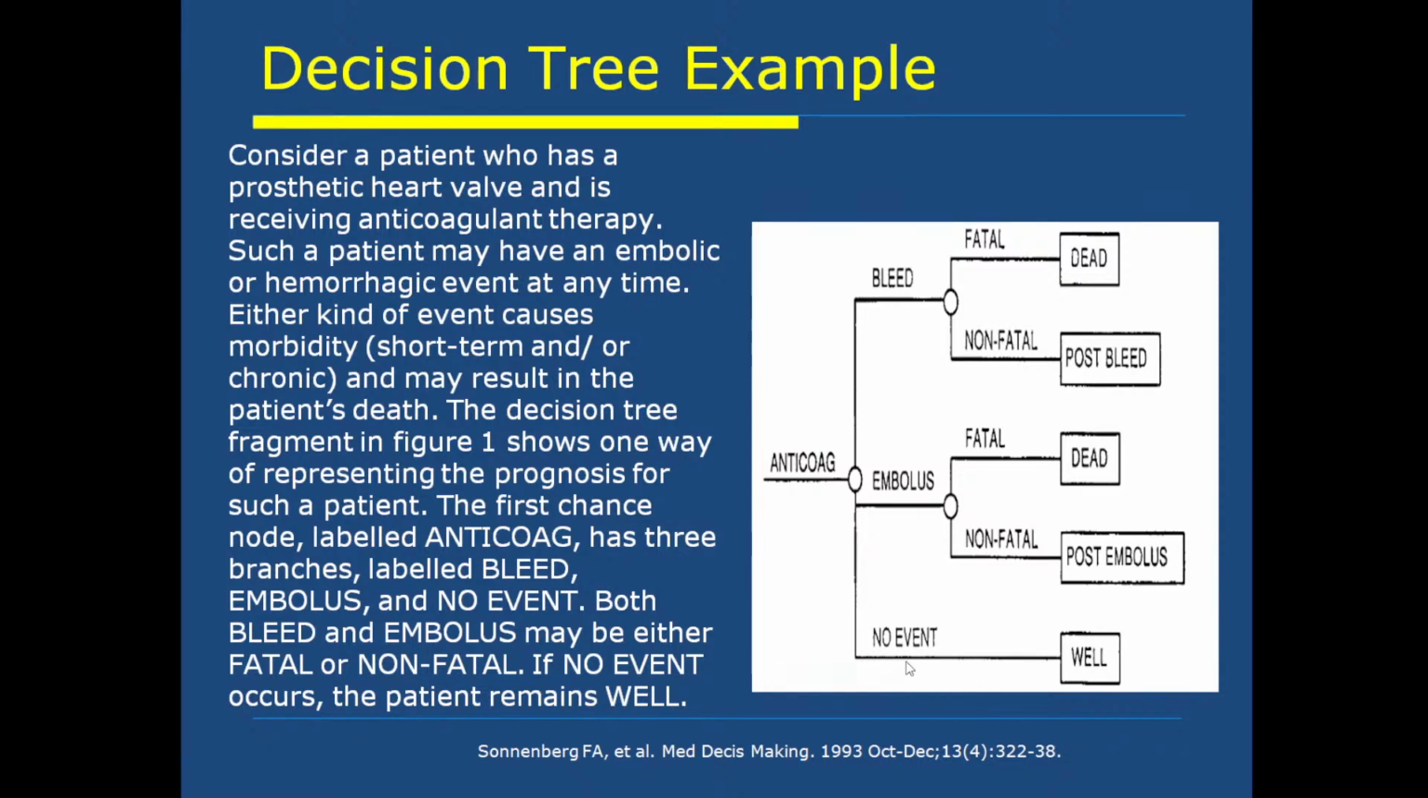The decision tree fragment in this figure shows one way of representing the prognosis for such a patient. The first chance node, labeled anticoag, has three branches labeled bleed, embolus, and no event. Both bleed and embolus may be either fatal or not fatal. If no event occurs, the patient remains well.